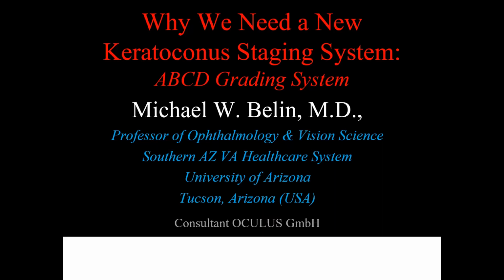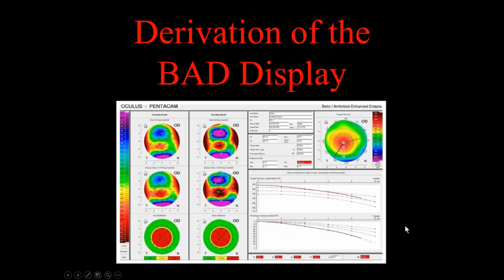Thank you. So what we're going to do this evening is, in hopefully an orderly and logical progression, get to the ABCD progression display. We're going to divide this up into three different sections. I always start with a little background on the derivation of the BAD display, because that was the takeoff point for the ABCD classification or staging, which then led to the progression display. So I want to go a little bit into the derivation of the BAD display.